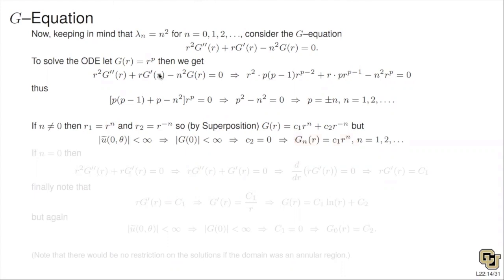So now, if n equals 0, why did I solve this? Interesting. I thought n equals 0 wasn't a solution. I'll have to review this part. But apparently, let's just look at this. n equals 0 does give us a solution, actually. I do remember this. If n equals 0, then r to the p is just 1.